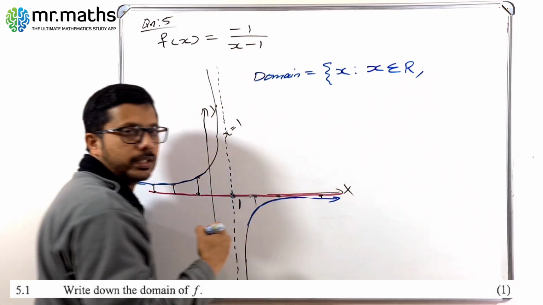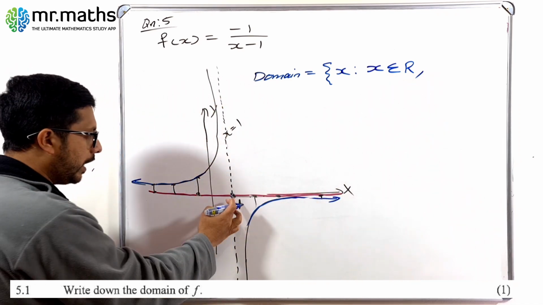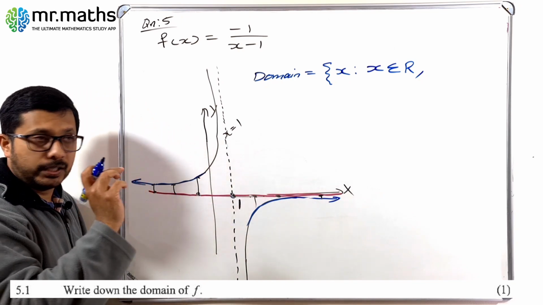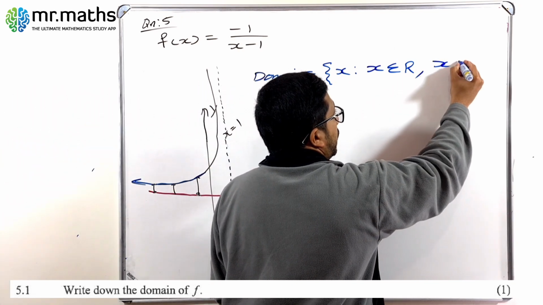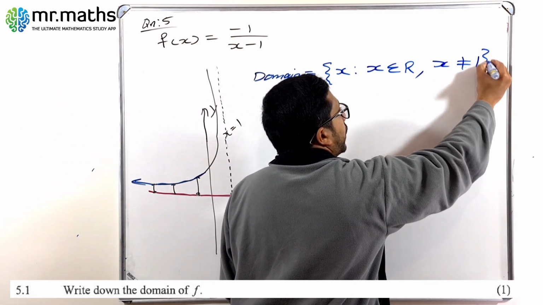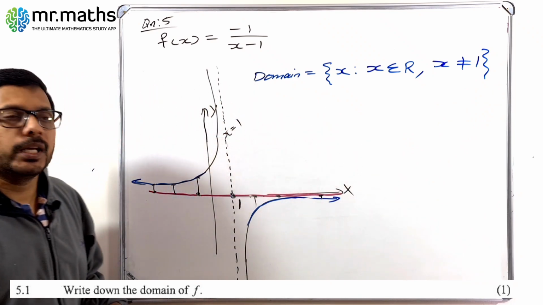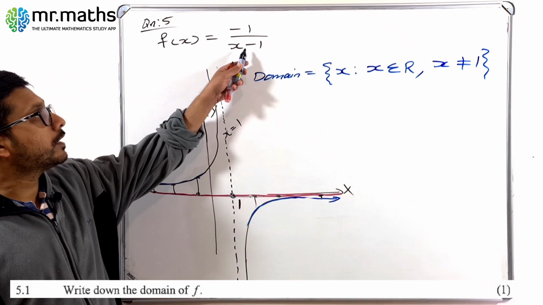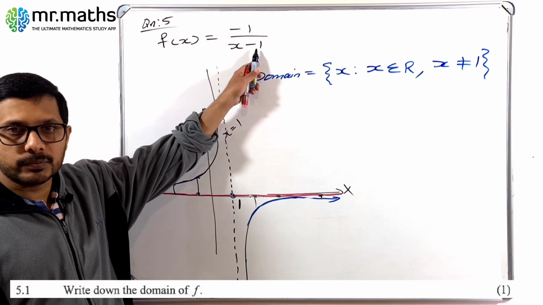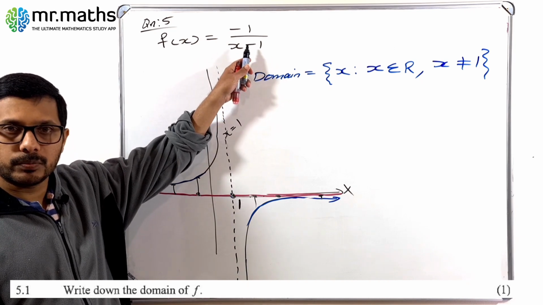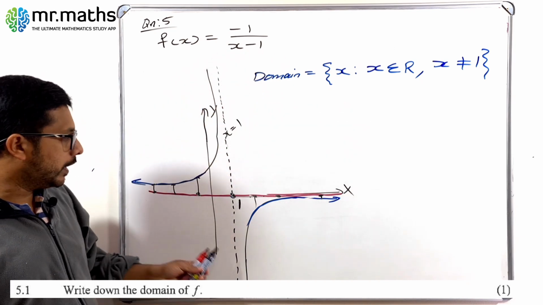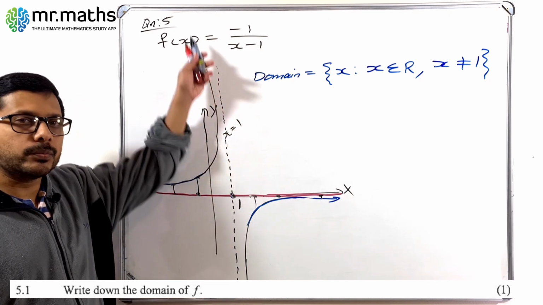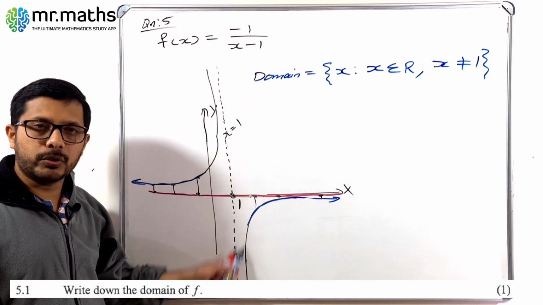What is the meaning of that? X can take any real number on the number line. But one condition: x is not equal to 1. It is not possible for x to be 1. Why is it not possible? Because x equal to positive 1 is the asymptote, here it is minus 1. So what is the asymptote? Positive 1. So when x is equal to positive 1, that is the asymptote. That means on the asymptote you can't find any point on the graph.